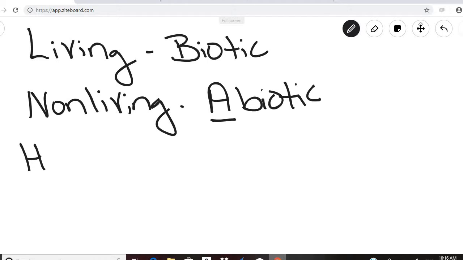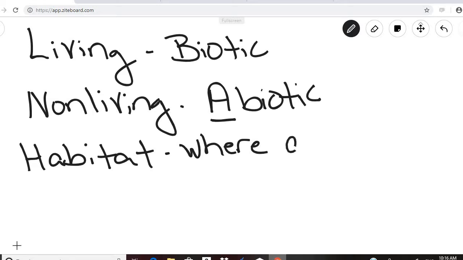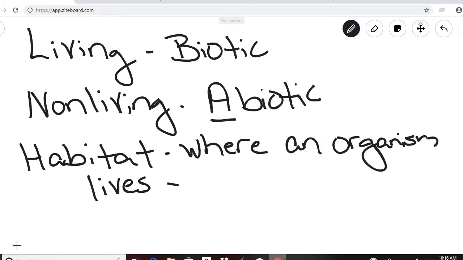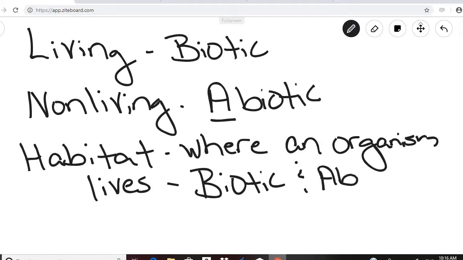And therefore, when we talk about the habitat of an organism, we're talking about where an organism lives. And it includes both the biotic and the abiotic components of where that organism lives. So it could include trees, but it also would include water or rocks that are non-living parts of that habitat.